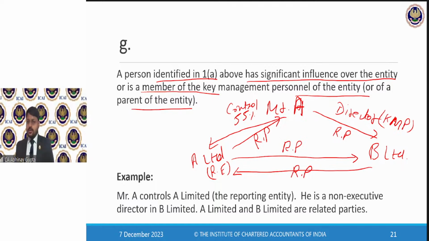By virtue of this clause. So this clause says if any person, that is Mr. A, has control on one entity and has SI, significant influence, or is a KMP in another entity, then those entities will be treated as related parties to each other. Clear? Is the concept clear?